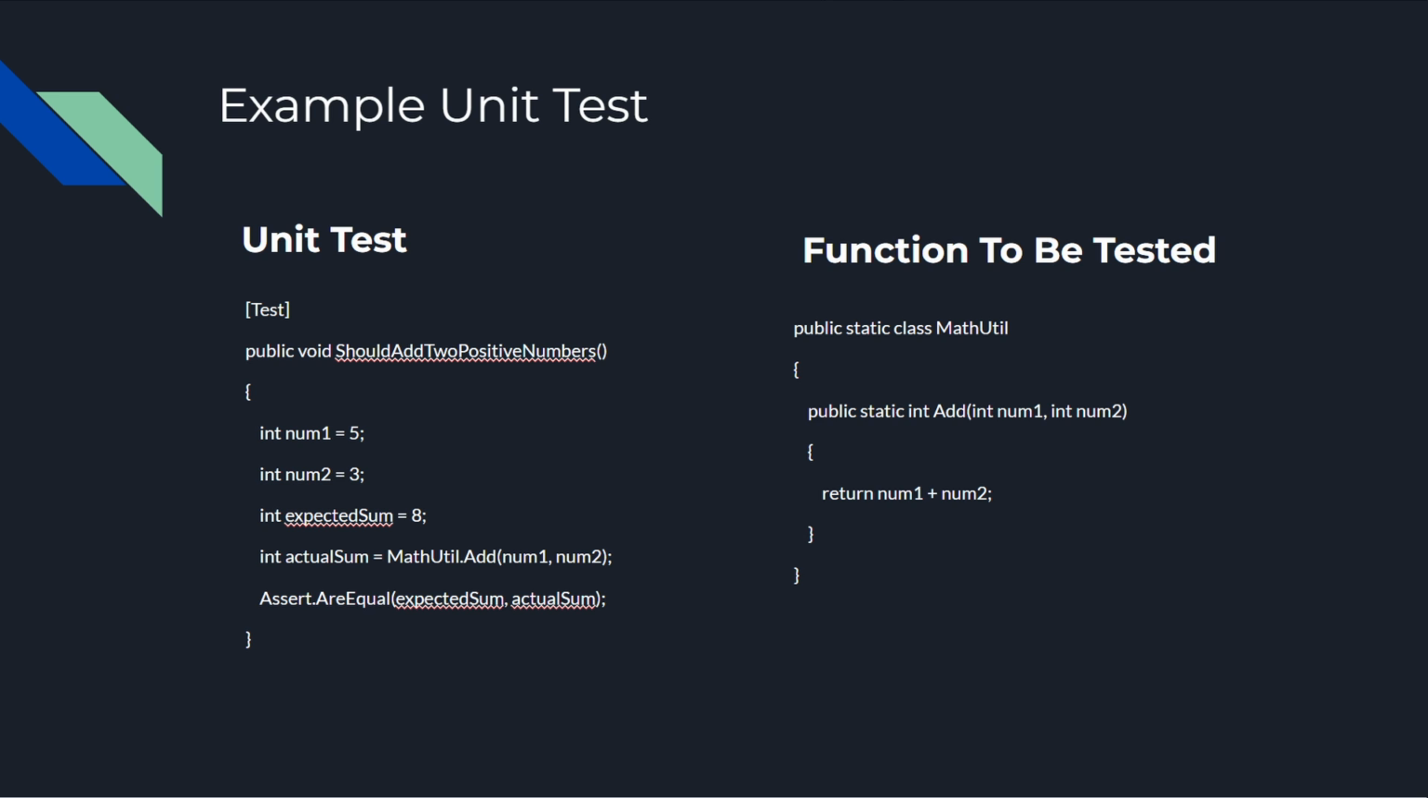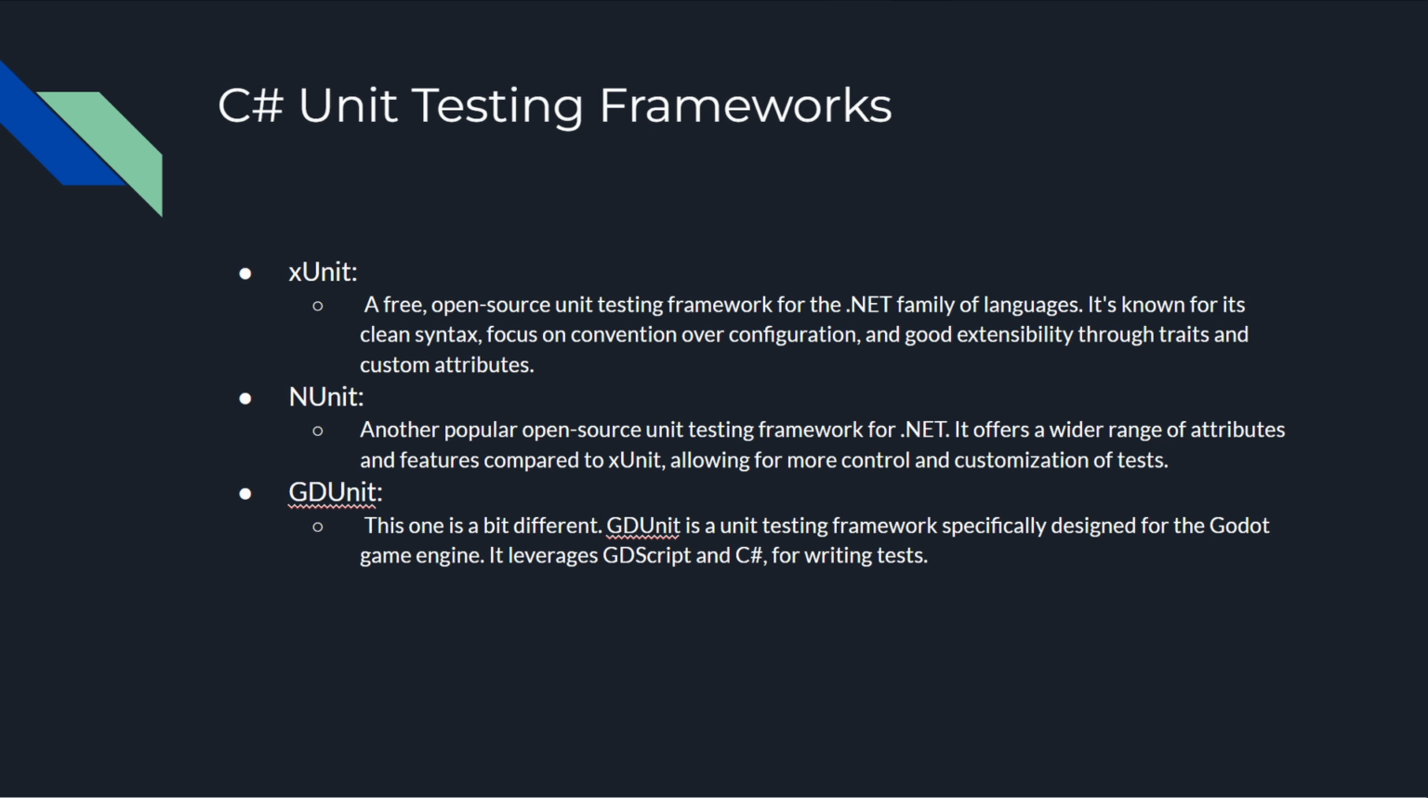But what are some of the cool frameworks that we can use for unit testing? Well, in C# we have quite a few of them. Really, there's hundreds and hundreds of them. But the top two are XUnit and NUnit. They're basically the exact same unit testing framework. If you've worked with one, you've worked with the other.